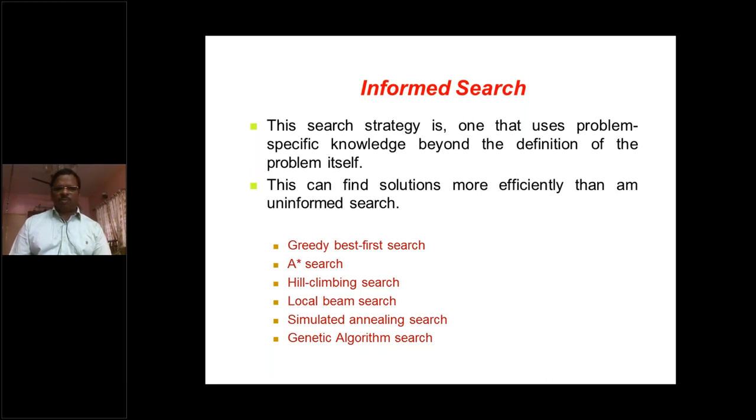This can find solutions more efficiently than an uninformed search, because the uninformed search takes more effort, but the informed search never takes a full effort in order to search for a particular solution. So greedy best search, A star search, hill climbing, local beam search, simulated annealing search, and denting algorithm search are some searching techniques in the informed search category.